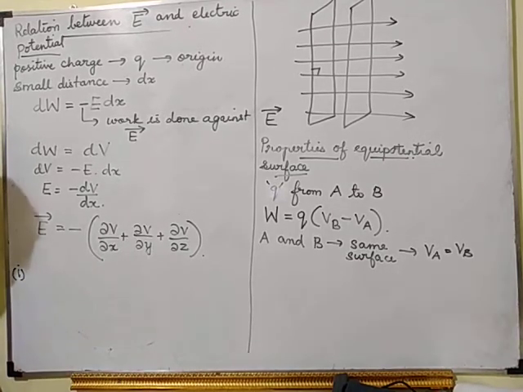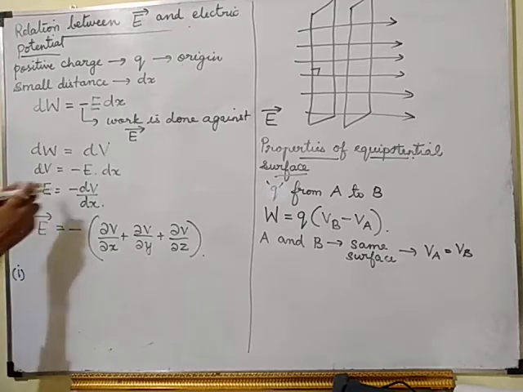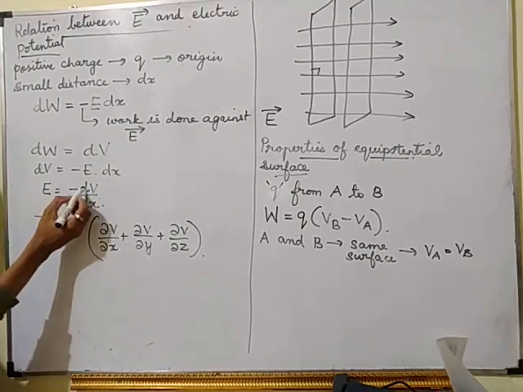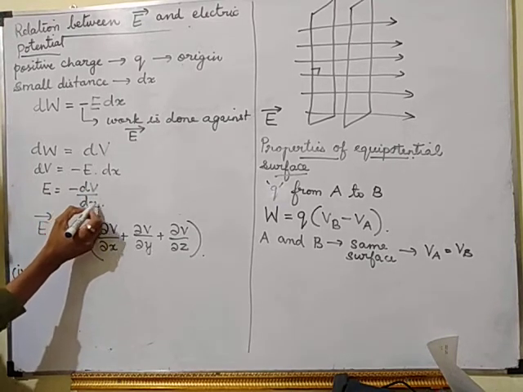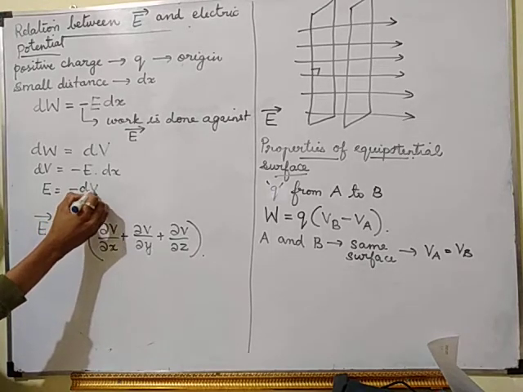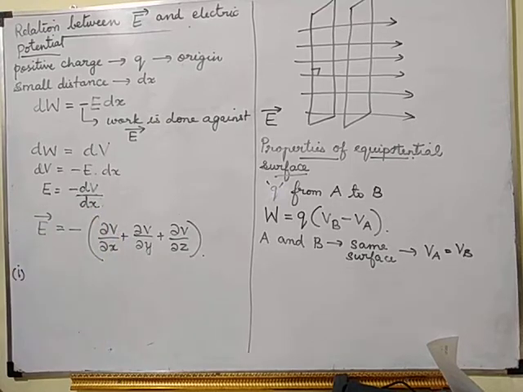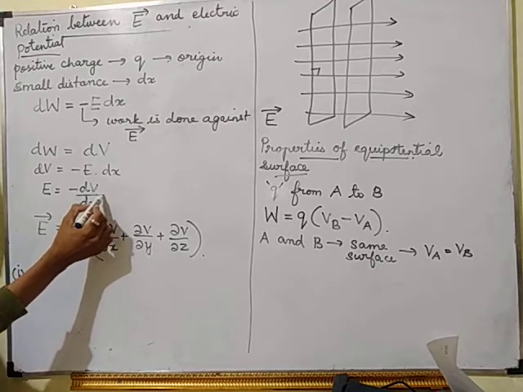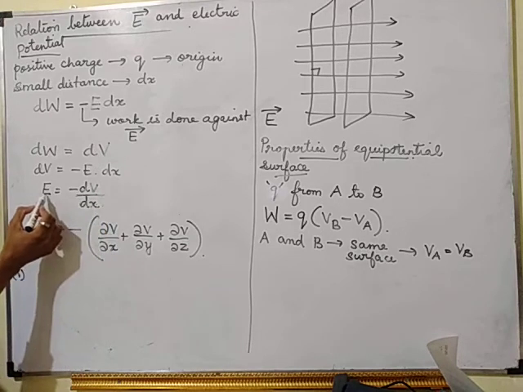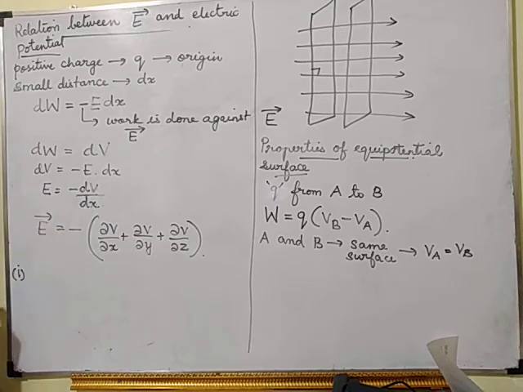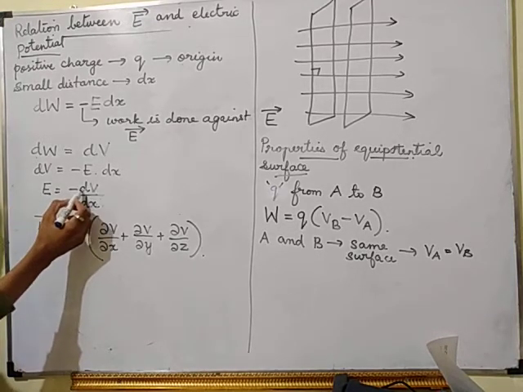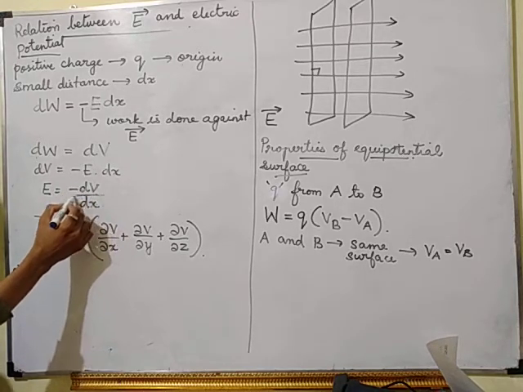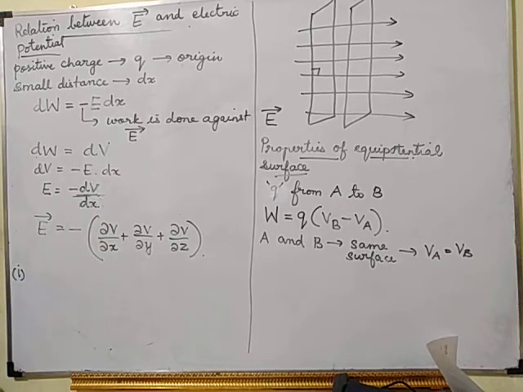Next, how can we tell this? What is dV? D means the change in the potential. dx means the change in the distance. So change in potential per change in distance we can tell as the electric field. What is the definition of electric field? It is the change in the electric potential per change in the distance. Read that point.